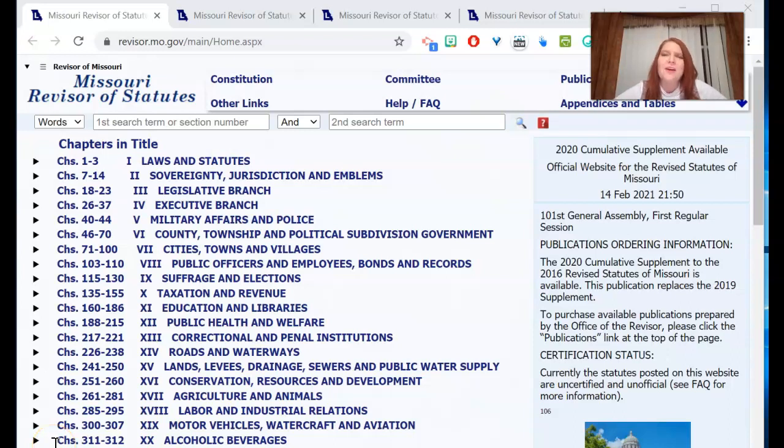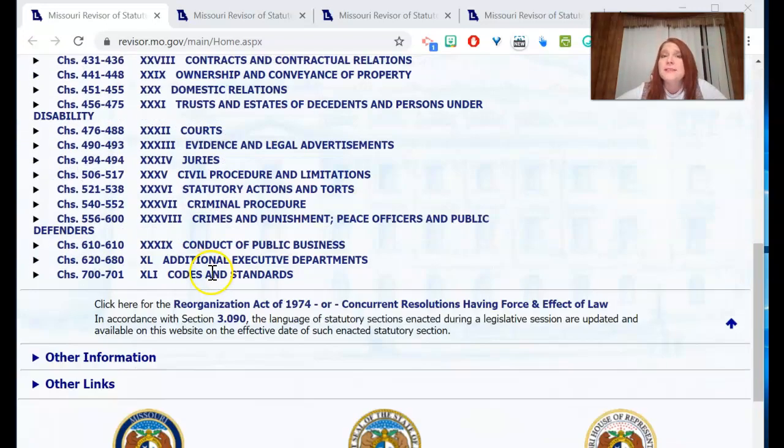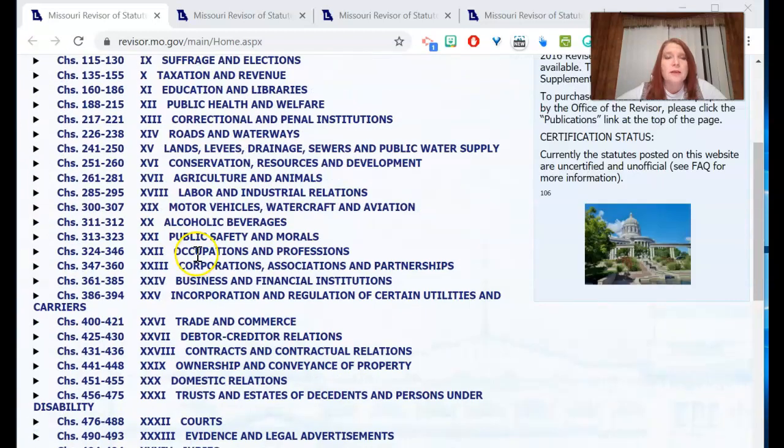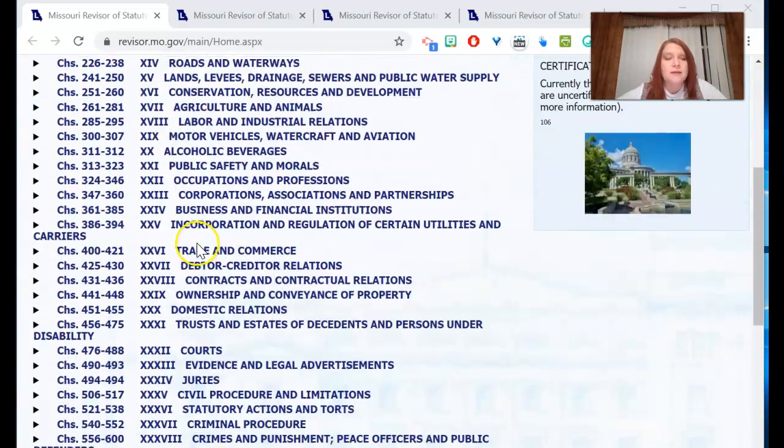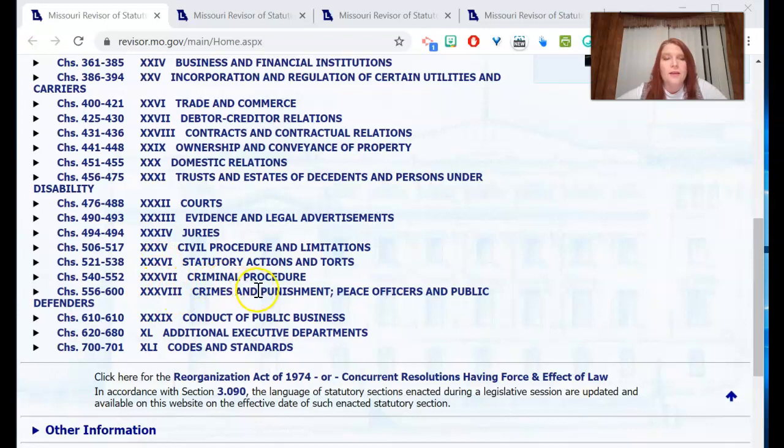All right, let's go over how to review the criminal statutes for the state of Missouri. When you go to the Missouri Revisor of Statutes, and you literally can just type in a Google search, Missouri statutes, you're going to notice that the criminal ones fall mostly down in the 600 area here. Crimes and punishment, 556 to 600, kind of in that area.